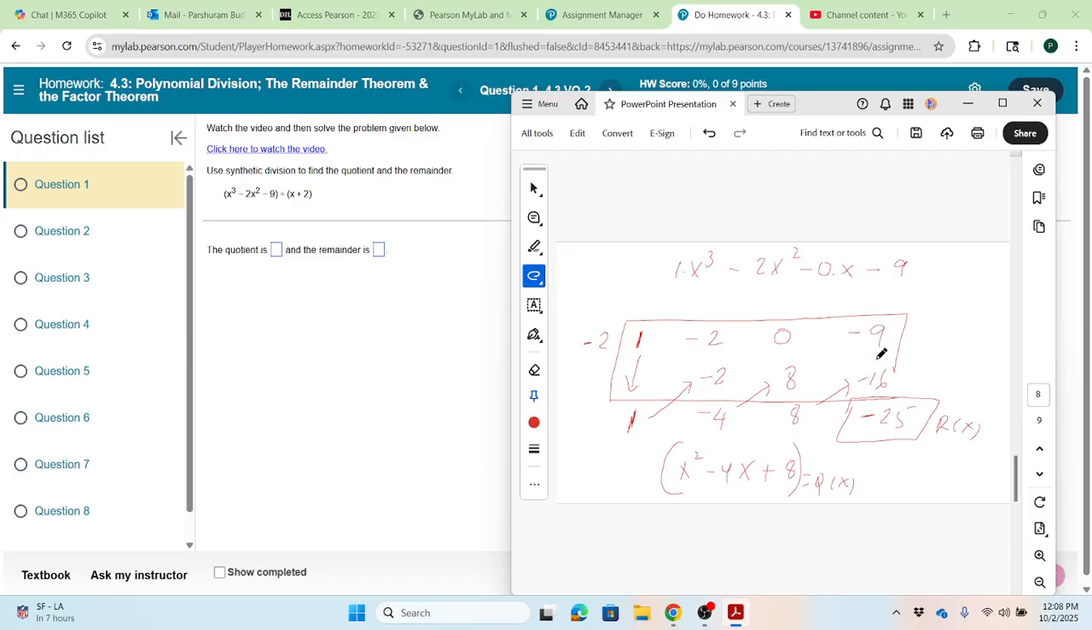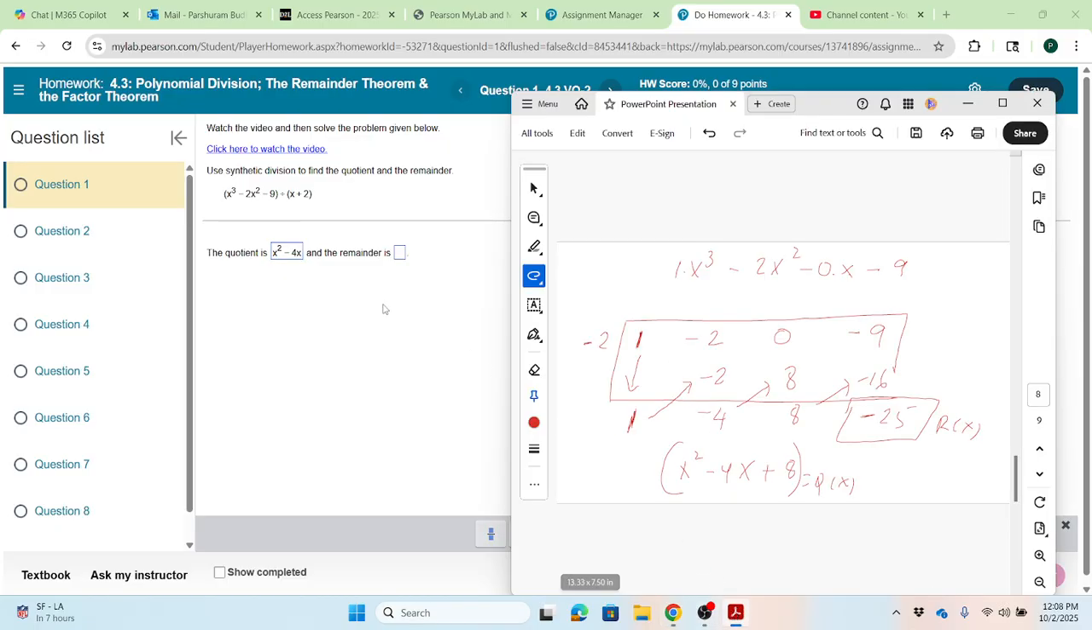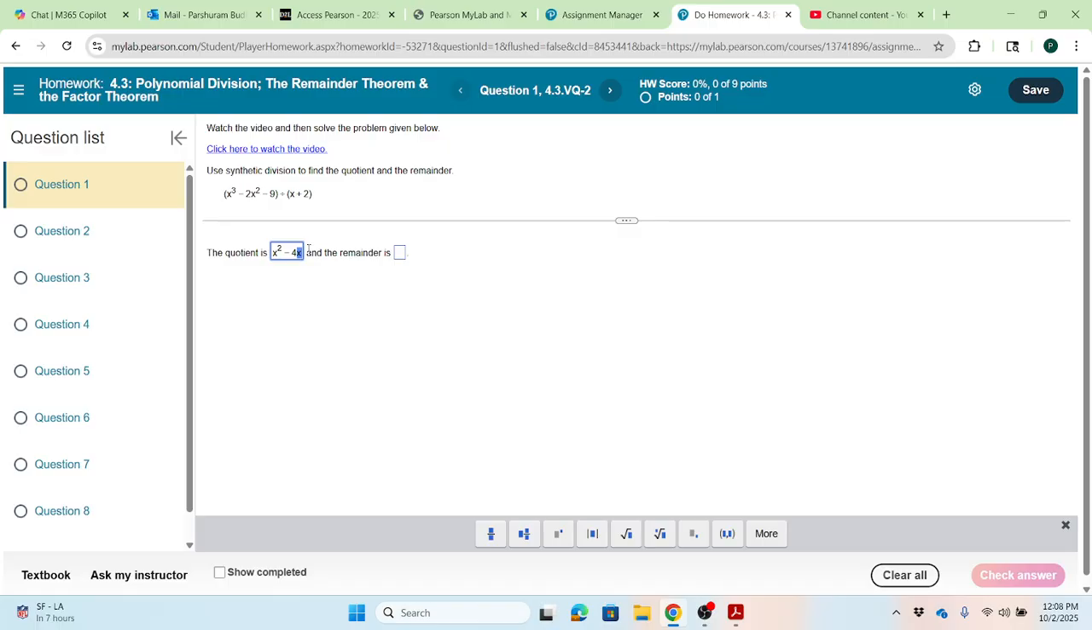So when you divide this by x plus 2, this is what you are going to get as a quotient, and this is what you are going to get as a remainder. So in this problem, the quotient is x squared minus 4x, and then let me check, plus 8. So that's the quotient, and the remainder is negative 25.